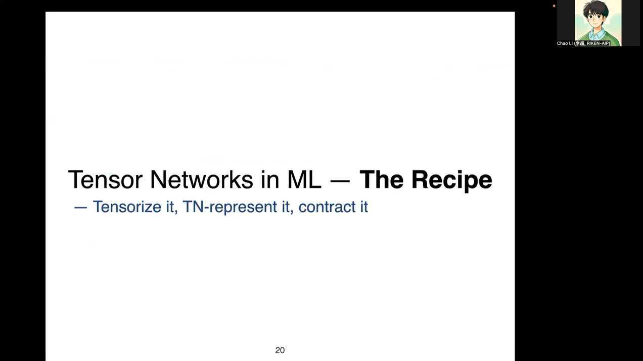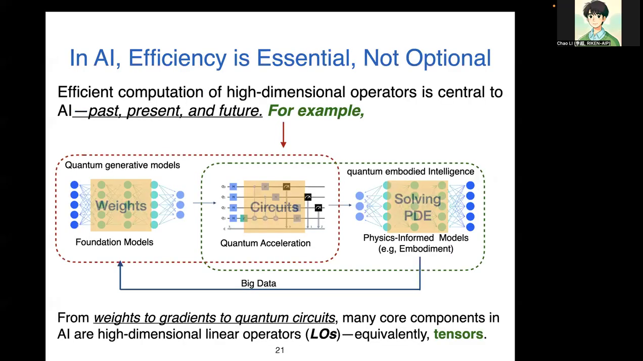In the next part, let's see how to use tensor networks effectively in machine learning models. The central motivation of using tensor networks is efficiency. In AI, efficiency isn't optional anymore. It becomes a must. From foundation models to quantum circuits, embedded intelligence, and AI for science, we always face high-dimensional operators that are computationally expensive. But once we can see them as tensors, tensor networks give us a really powerful way to store them and do the computation much more efficiently.